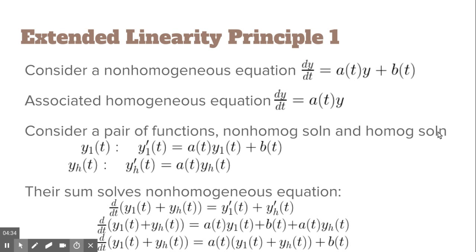So you can see I've replaced y1 prime on the second line with a of t y1 plus b, and yh prime has been replaced with a of t yh. Once we regroup the two terms that are both multiples of a of t, we get a of t times the sum plus b of t. And any function where its derivative is equal to a of t times itself plus b would be a solution to this non-homogeneous equation. So extended linearity principle says that we can find solutions by taking the sum of a non-homogeneous and a homogeneous solution, and we'll get another one.